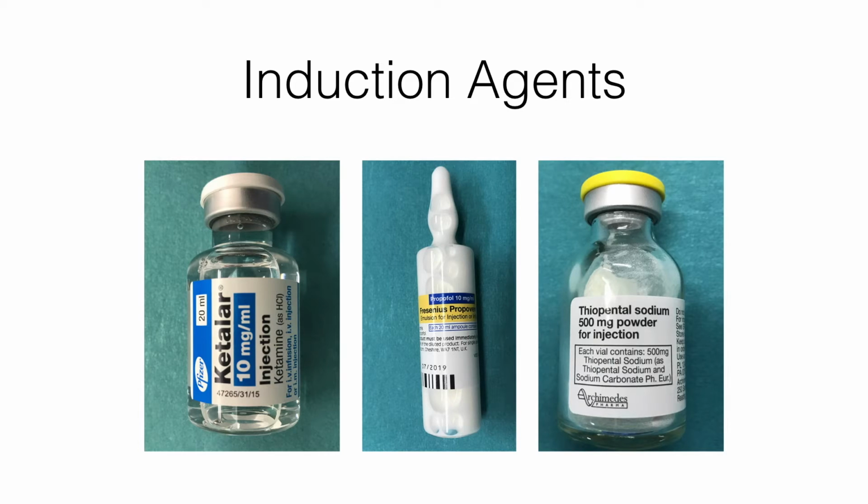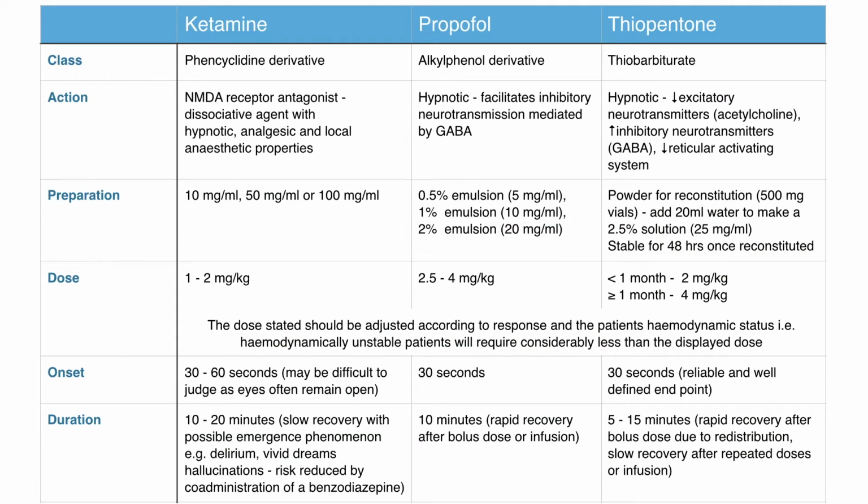So I'm going to start off with 3 of the most common induction agents, ketamine, propofol and thiopentone, and look at their individual properties in a bit more detail. Looking at ketamine first of all, ketamine is a phencyclidine derivative that is an antagonist of the NMDA receptors, and it causes dissociative anaesthesia, having hypnotic, analgesic and also local anaesthetic properties.